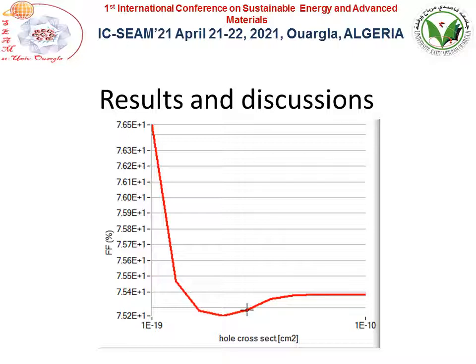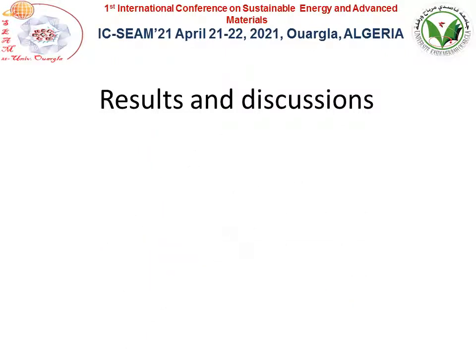We can see from the last four figures that all the parameters are fixed in a small range. That means that the variation is not very important for each parameter. So we can conclude that the hole cross-section defect does not have a big effect on the electrical parameters of the solar cell.